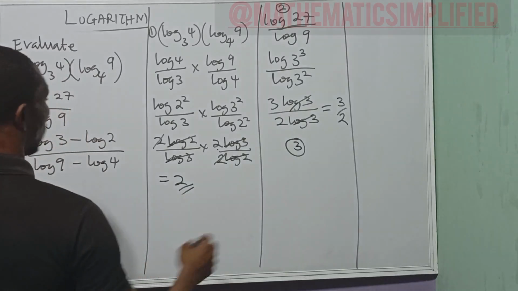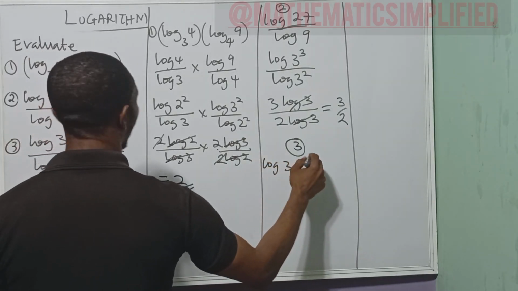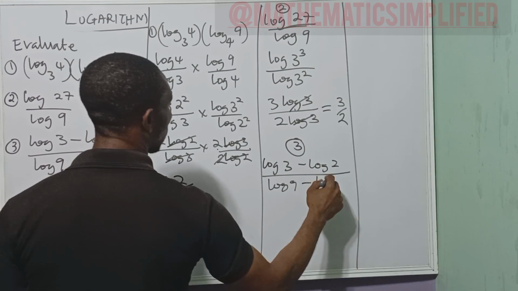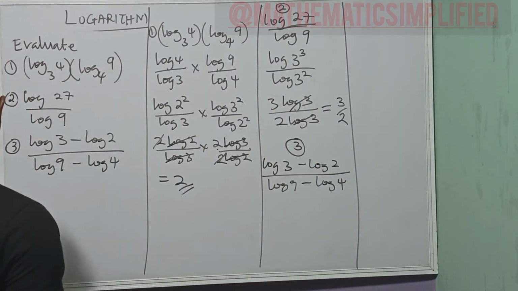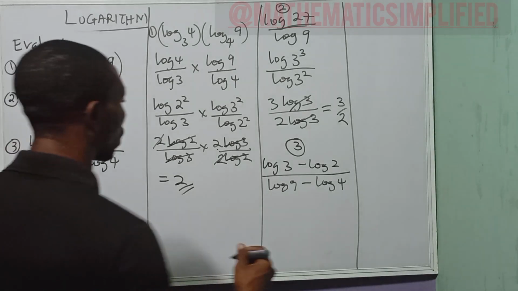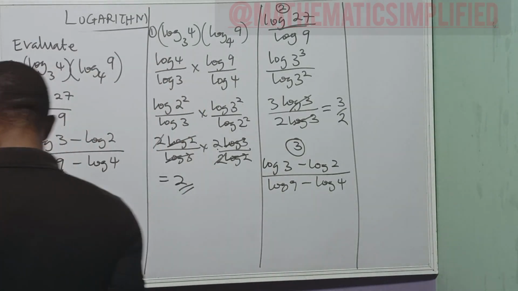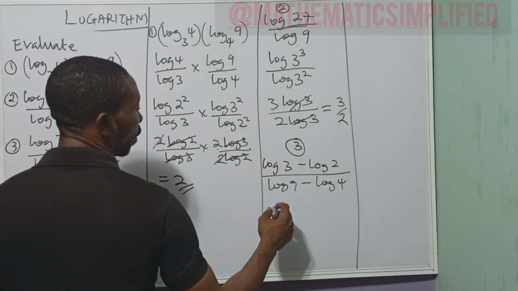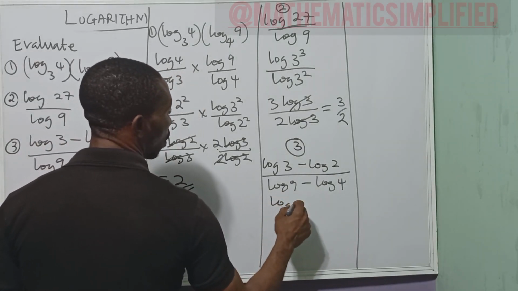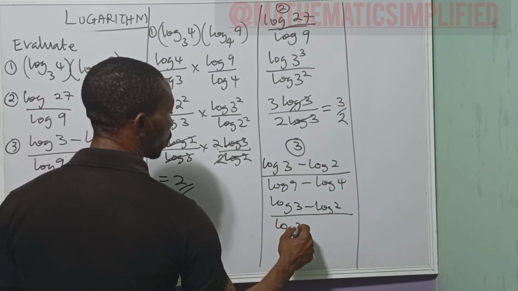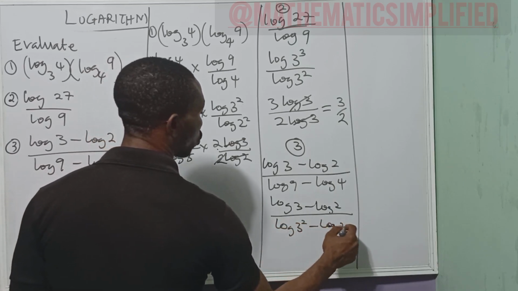And for question 3, we have log 3 minus log 2 all over log 9 minus log 4. The denominator we can break down into smaller logs, which will now give us log 3 minus log 2 all over log 3 squared minus log 2 squared.